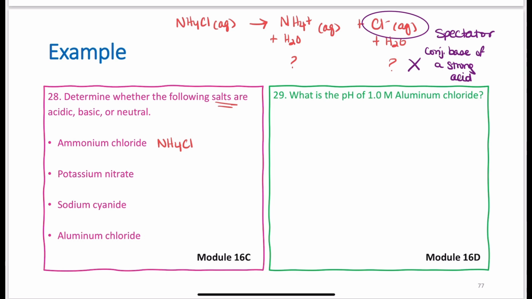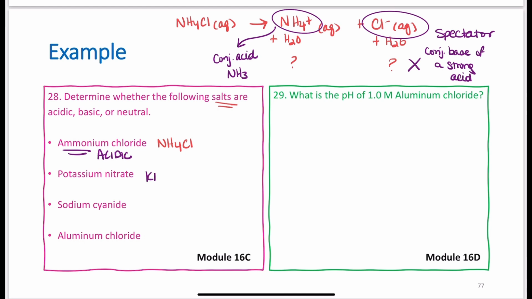The NH4 plus, though, this species is the conjugate acid of NH3. How do I know that? It's got a positive charge, so it gained a proton. And if I took it away, it'd be NH3, so it's ammonia. Ammonia is a weak base, which means that ammonium is a strong enough conjugate acid to affect the pH of the solution. The solution will be acidic, specifically because of the ammonium. The chloride isn't doing anything to it.